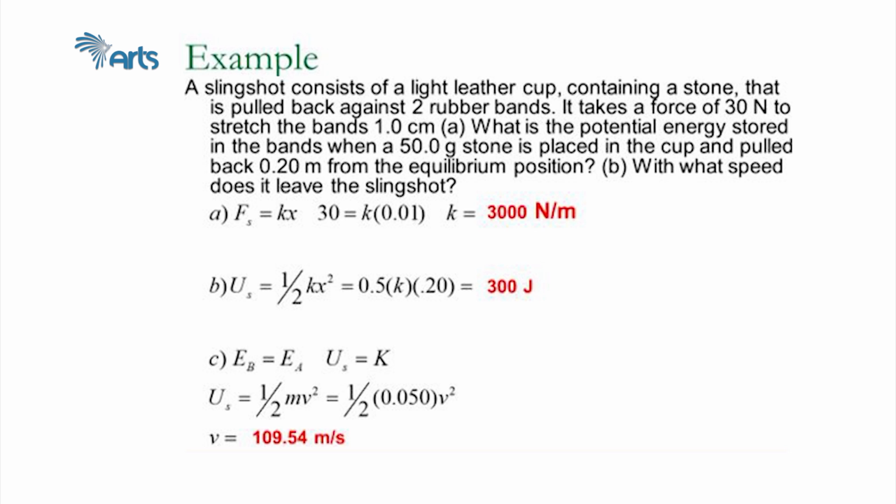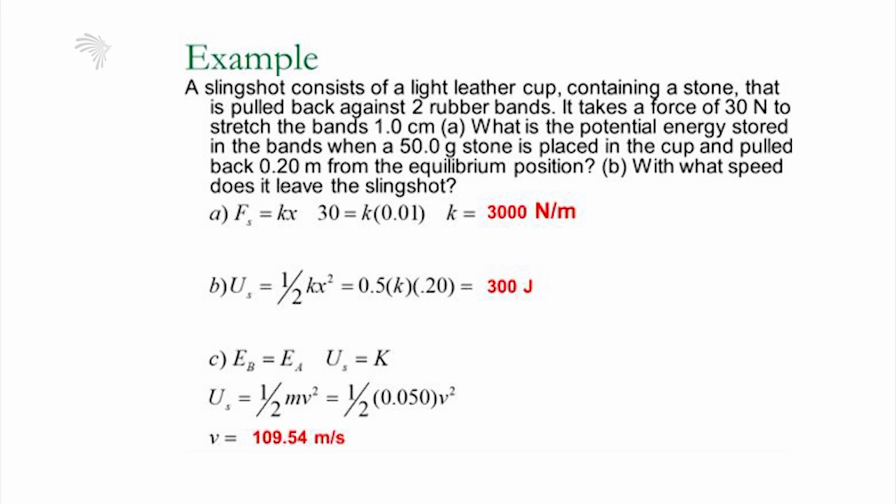Then to calculate the potential energy stored in the bands when the 50-gram stone is pulled back 0.2 meter from the equilibrium position, the energy stored becomes half kx squared, which is 0.5 times k, where k is 3000 Newton per meter and x is given, which is 0.2 meter. You can square it and substitute, and finally it will be 300 joule.